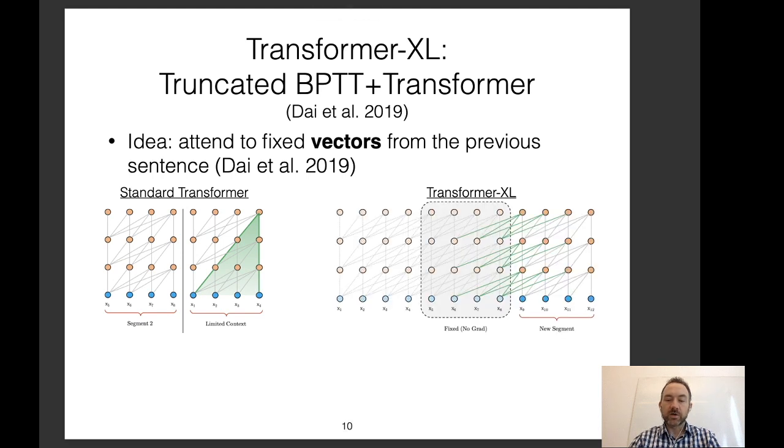And what Transformer XL does instead is, instead of drawing a hard segment boundary between each segment, it allows the transformer for the current segment to attend to all of the vectors from the previous segment. It just fixes them and doesn't do backpropagation through them. So because of this, this allows the new segment to reference information from the previous segment.